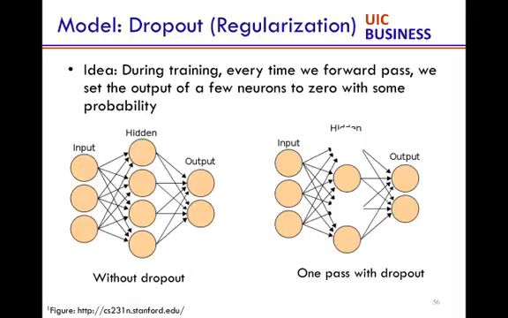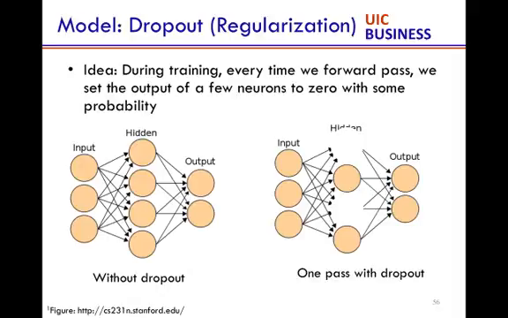this is our, let's say, fully connected network with one hidden layer. During training, every time we do a forward pass, whether it's a batch of images or a single image, we'll set the output of a few neurons to 0 with some probability. Here there are 4 neurons, so every neuron flips a coin with some bias. Let's say it's flipping an unbiased coin. So with probability half, it will set its output to be 0.